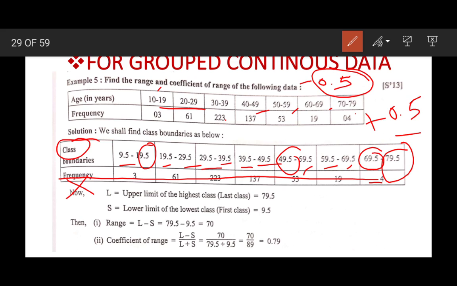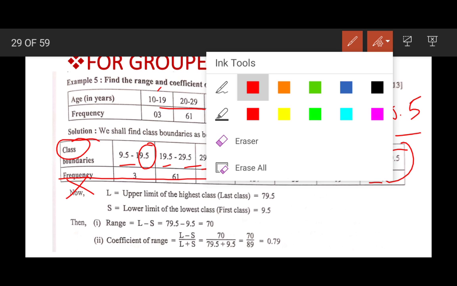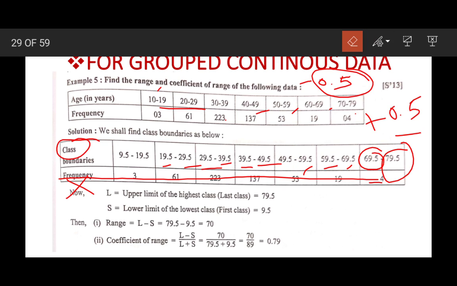Okay, then how will we make it continuous? By subtracting 0.5 from the lower value and adding 0.5 to the upper value, we get this continuous type of class intervals. So if it is discrete, make it continuous.